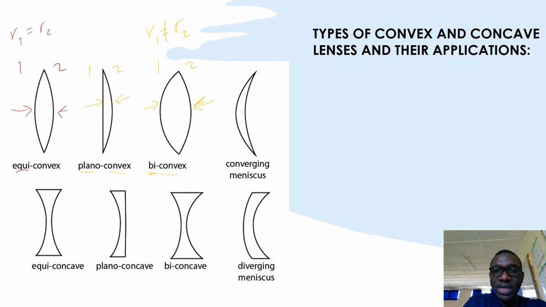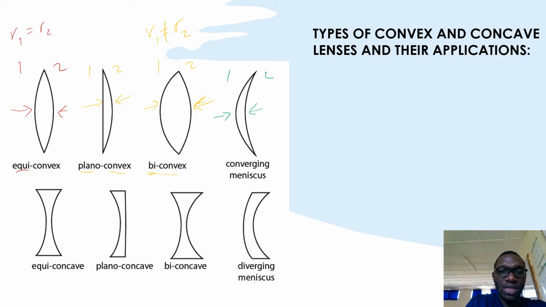Convex meniscus or converging meniscus, it has two ends, 1 and 2. You observe it from this side, it appears to be converging. Observe it from this side, it appears to be diverging. Those are all convex lenses.